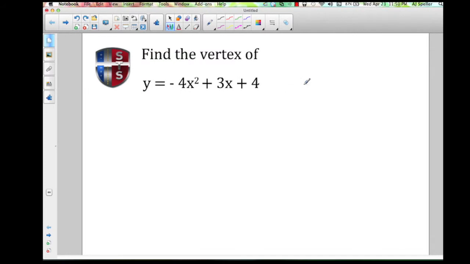Today we're going to continue our talk on quadratic equations. In this particular example, we see that we have a quadratic equation, and we know that it is quadratic because its highest exponent is a 2. What they want us to find in this example is the vertex of this quadratic, and we see that this quadratic is already in the standard form.